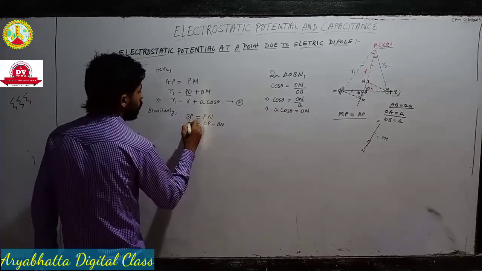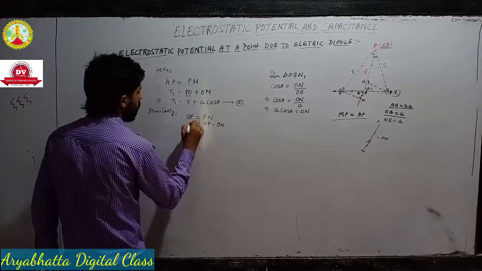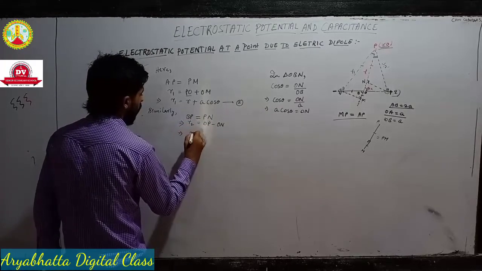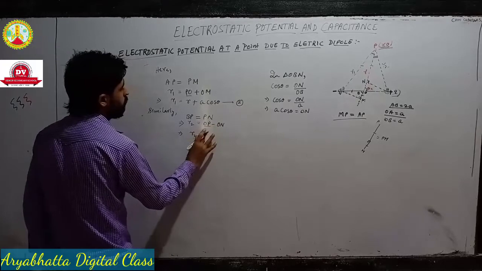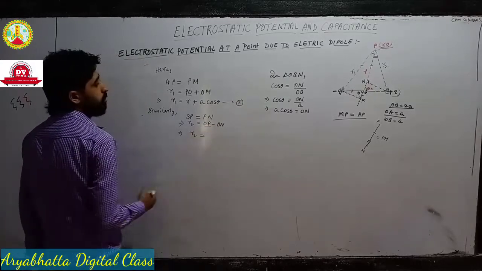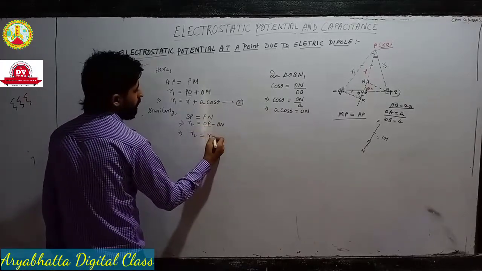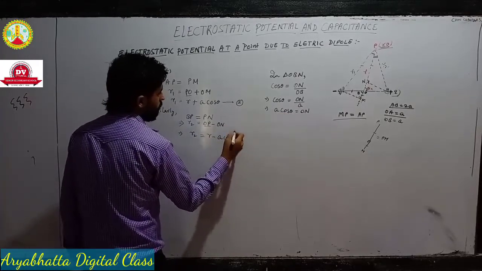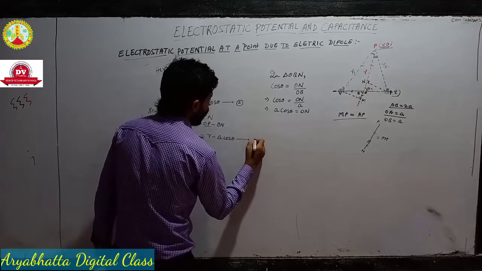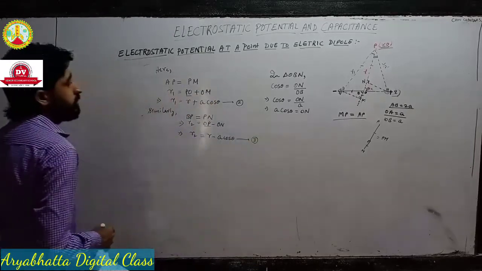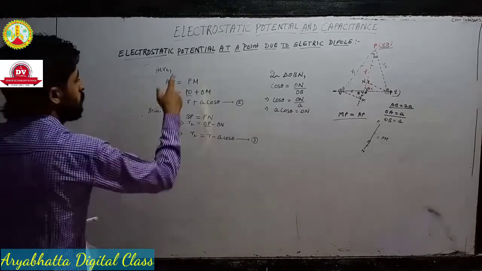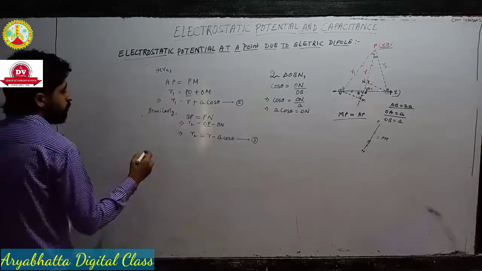BP is nothing but R2, right? So R2 is equal to what? OP is how much? OP, nothing but R minus ON. We have just taken out A cos of theta. So see, we have got the value of R1 as well as the value of R2. Now we are directly going to substitute these values in equation 1.